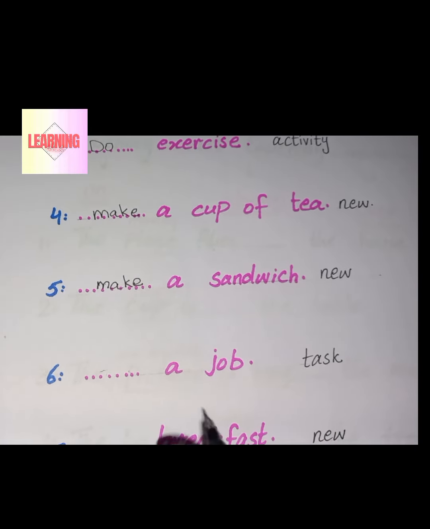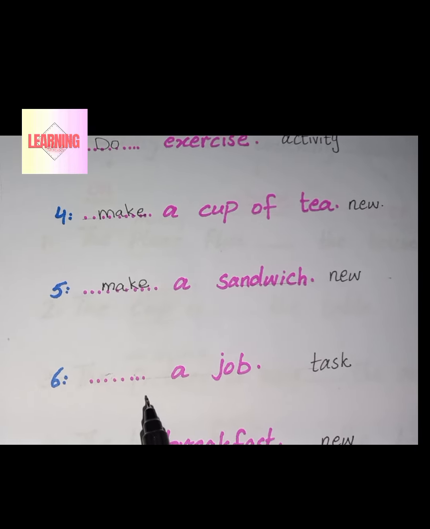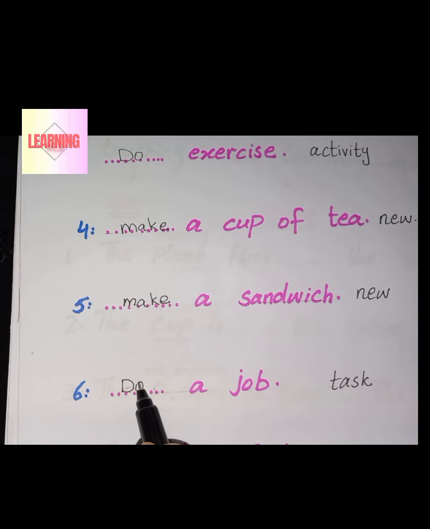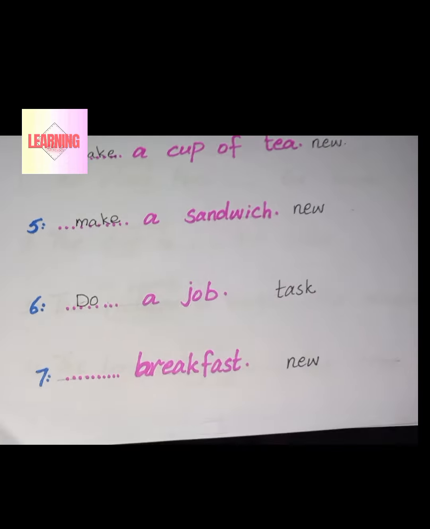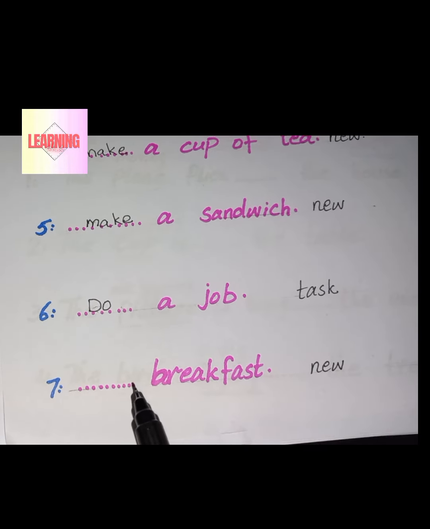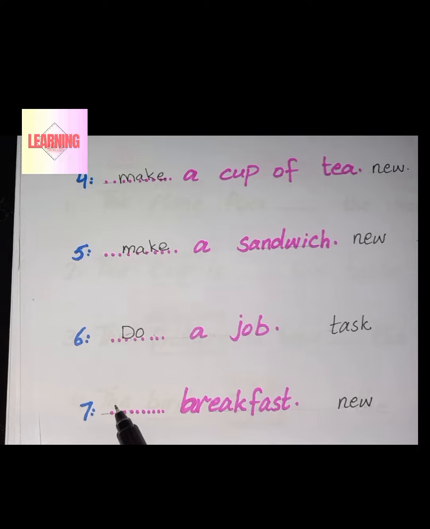Next one is blank a job. A job is a task, so here we use do a job. Next one is blank breakfast. It's also new, so here we use make breakfast.